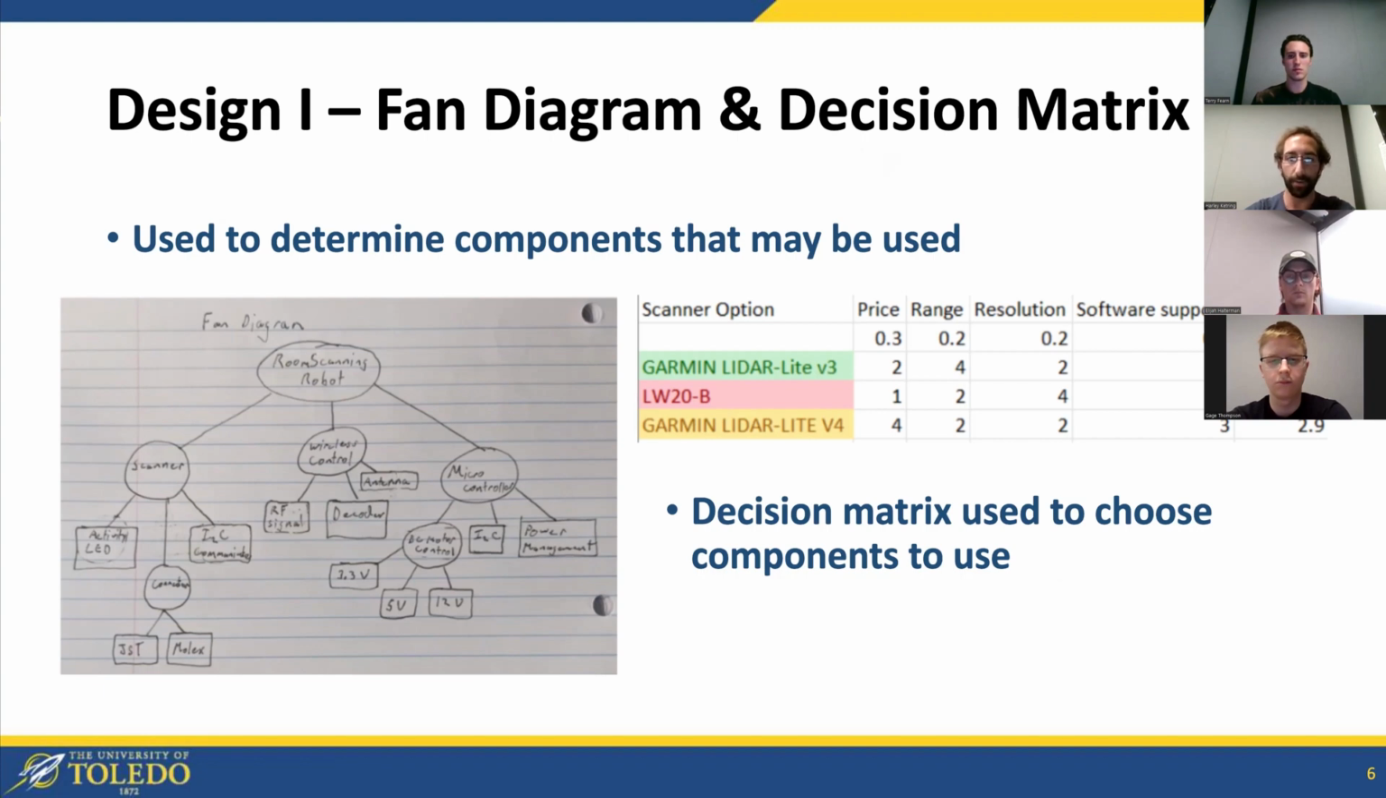and we total those scores up. And we would do this for every single component in our project, but the component with the highest score between our choices would be what we would use for our project.